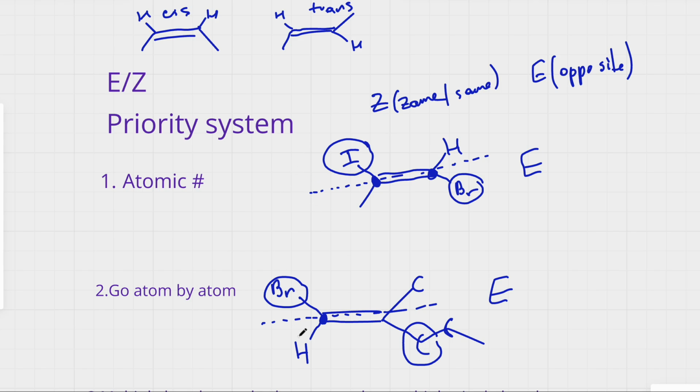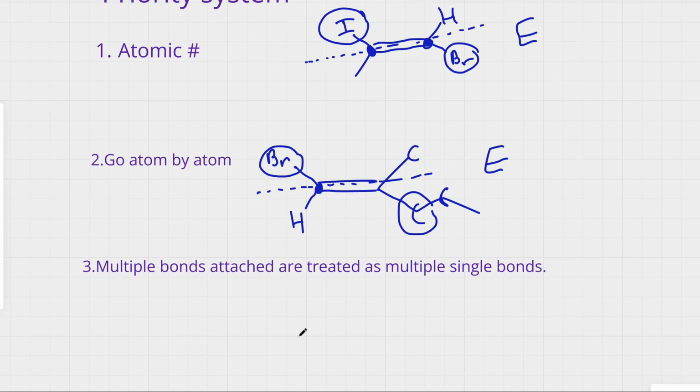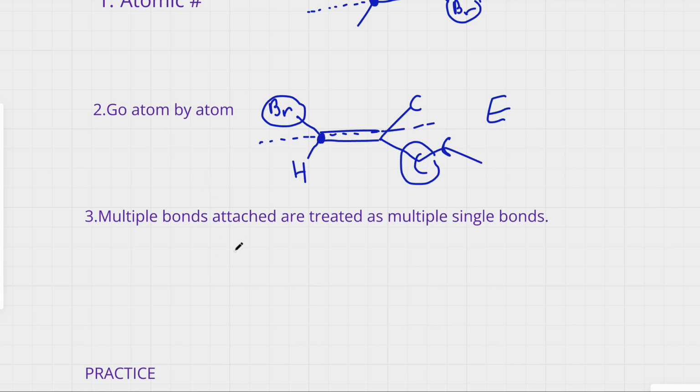And usually these two rules are the most that you need, but I will also show you how to do this with multiple bonds, and then we will practice, which is the most important part of this lesson. So what happens if the carbons in our double bond have double bonds or triple bonds? We will treat them as multiple single bonds.